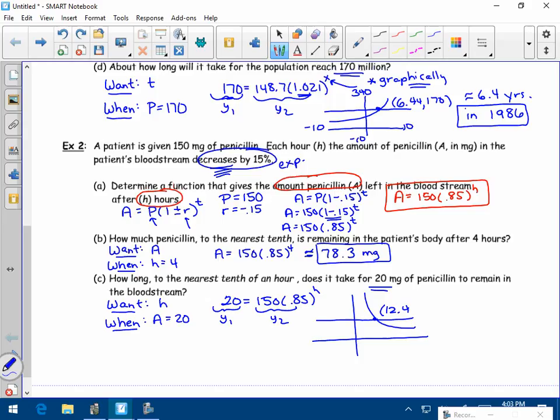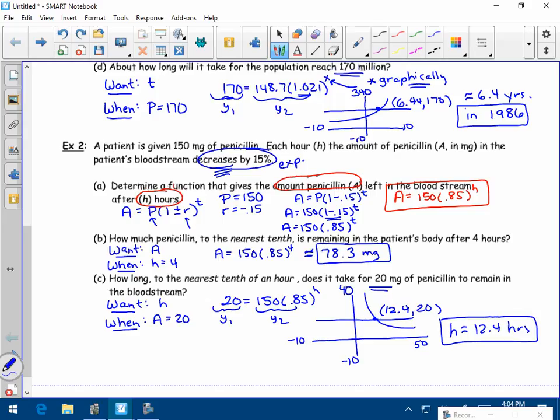Just 12.4, comma, 20. So to the nearest tenth of an hour, we got about 12.4 hours. Remember on your graph, the Regents really likes to see what you changed in the window. We changed y max to 40 and x max to 50. So that's the window I'm looking at. All right, still doing okay, I hope?